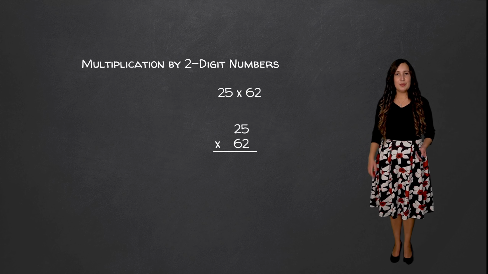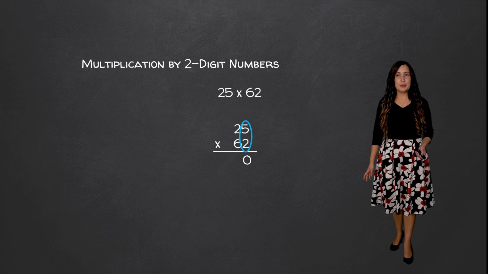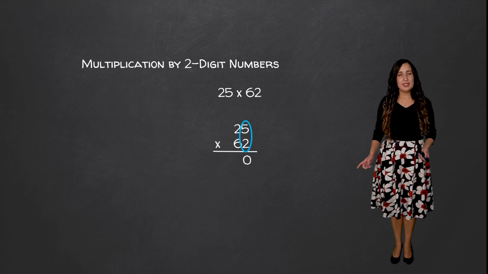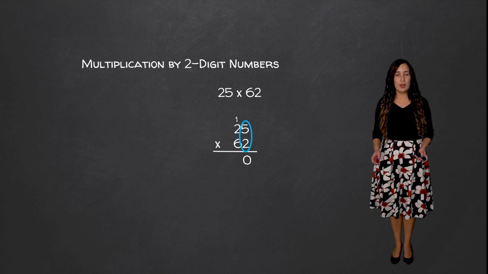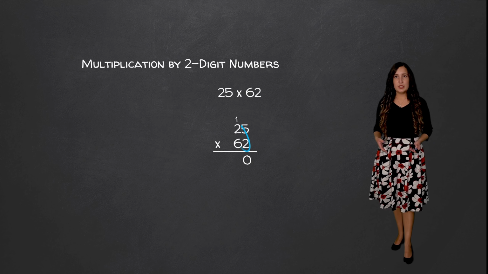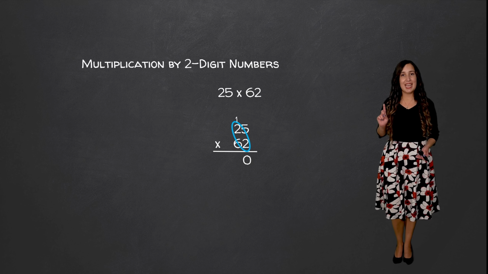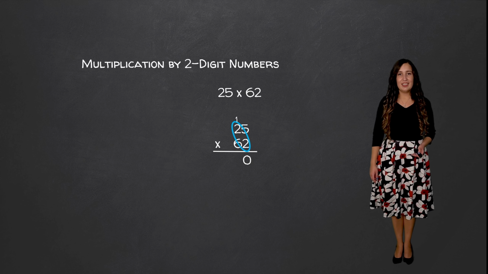So, starting with the 2, I have 2 times 5, which is equal to 10. I bring down my 0 and I carry over my 1 because 10 does not fit in the ones place. So we have to carry over when we have a number that's larger than 10. And then we're going to do 2 times 2. 2 times 2 is 4, but now we have to add the 1 that we carried over, giving us a value of 5. All right?